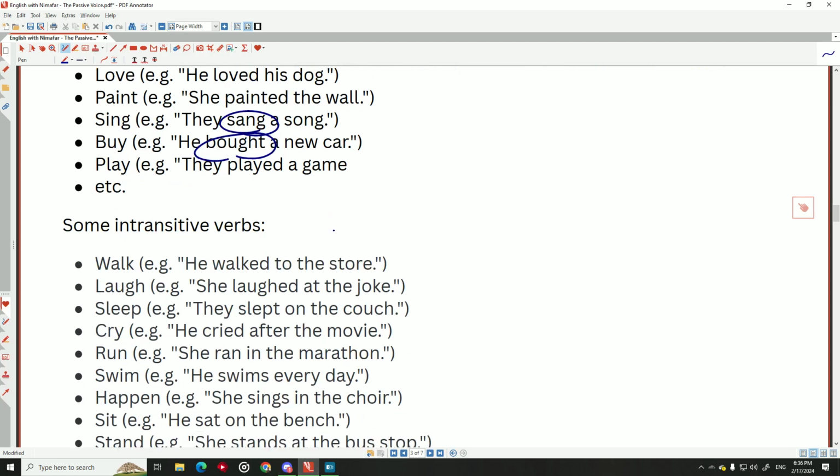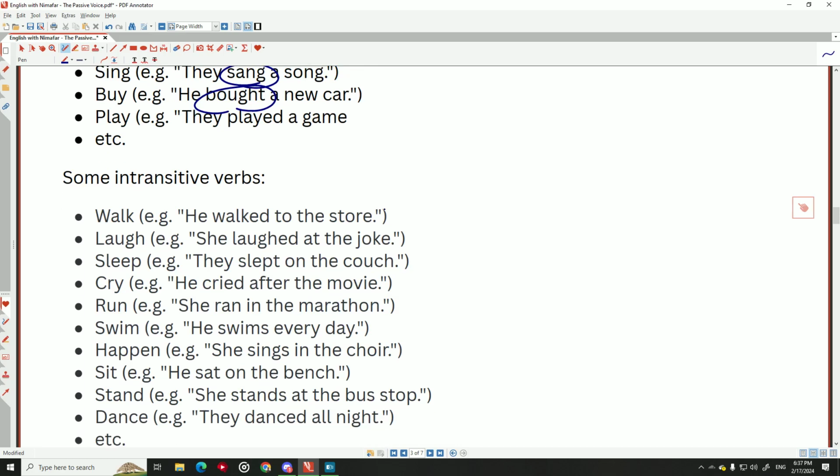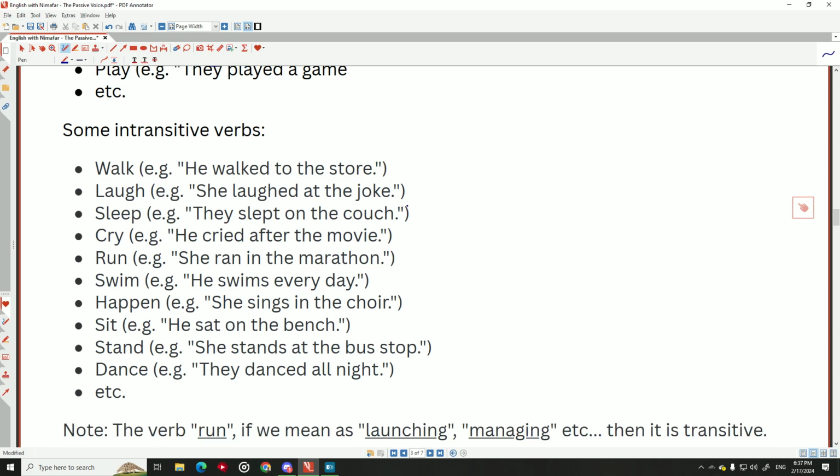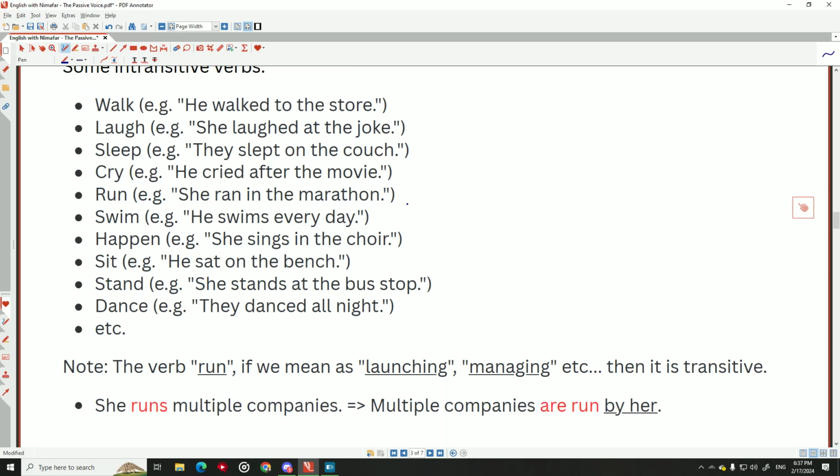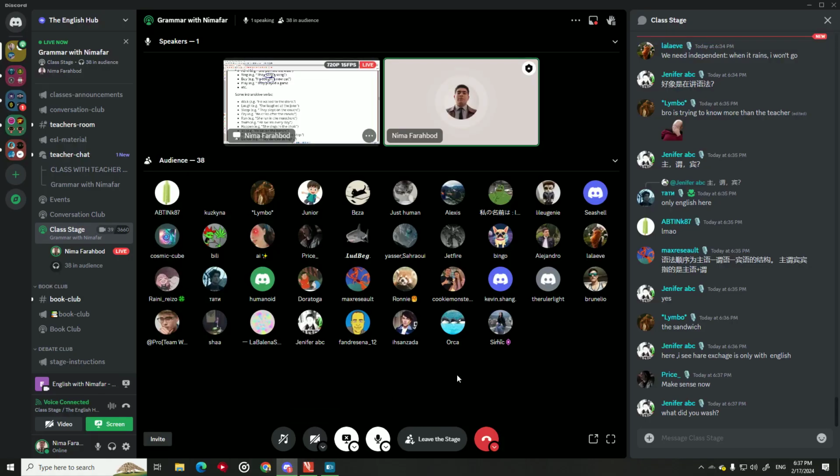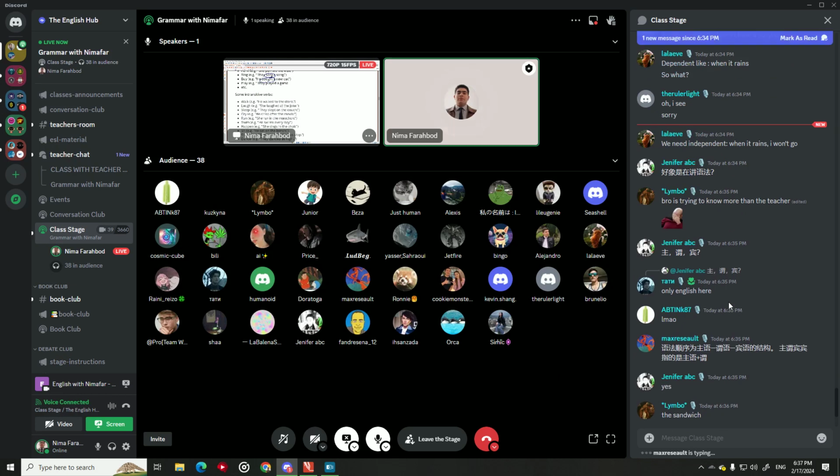But some intransitives, like walk. He walked to the store. Can we say, what did he walk? What do you mean? What did he walk? She laughed at the joke. What did she laugh? Is it okay? They slept on the couch. What did they sleep? He cried after the movie. What did he cry? You have no answers. He swims every day. What does he swim? So you have no answers. Therefore, you cannot make it. We need independent.